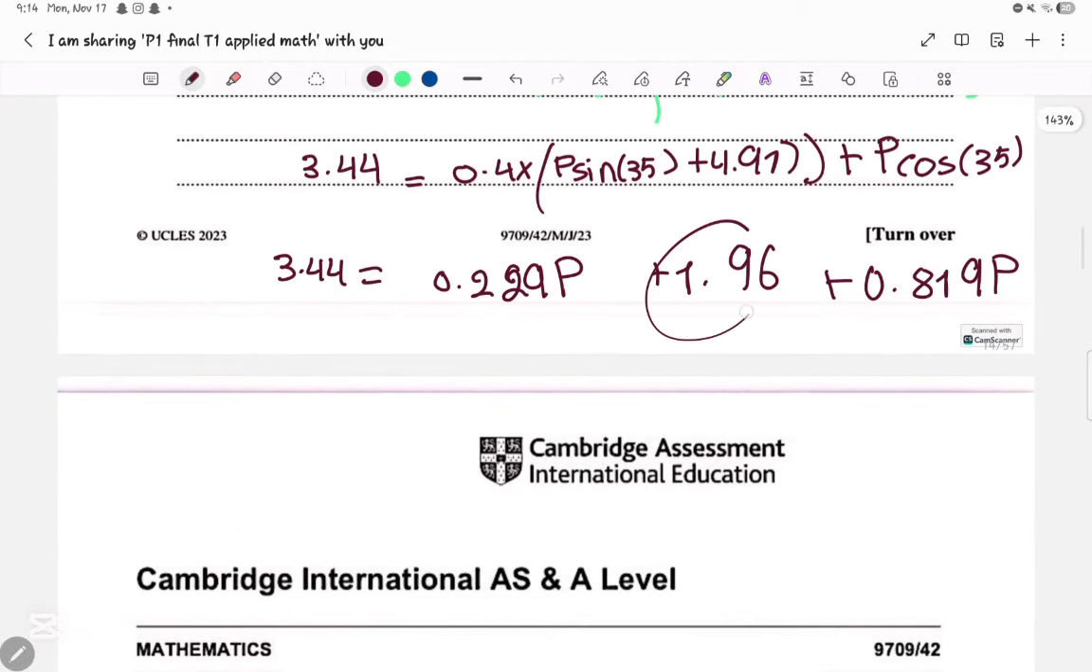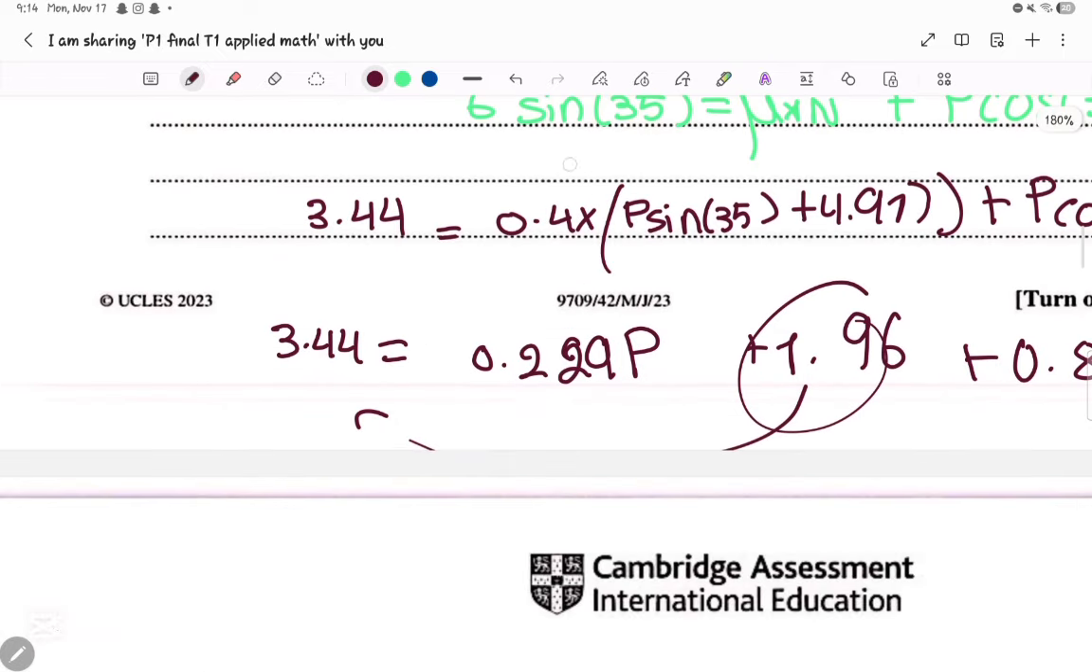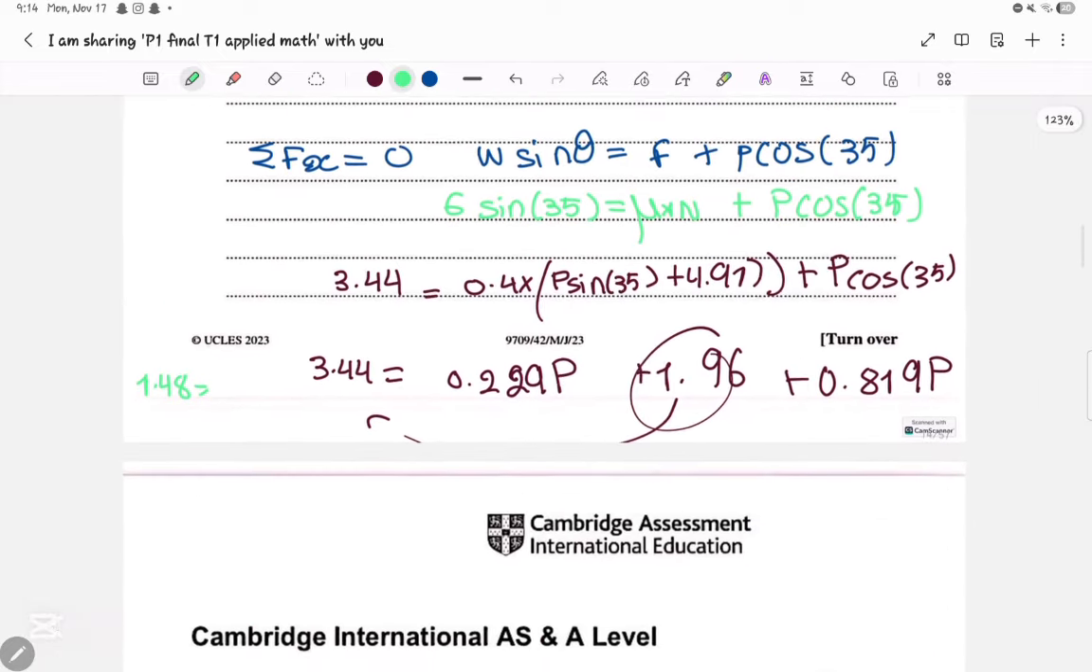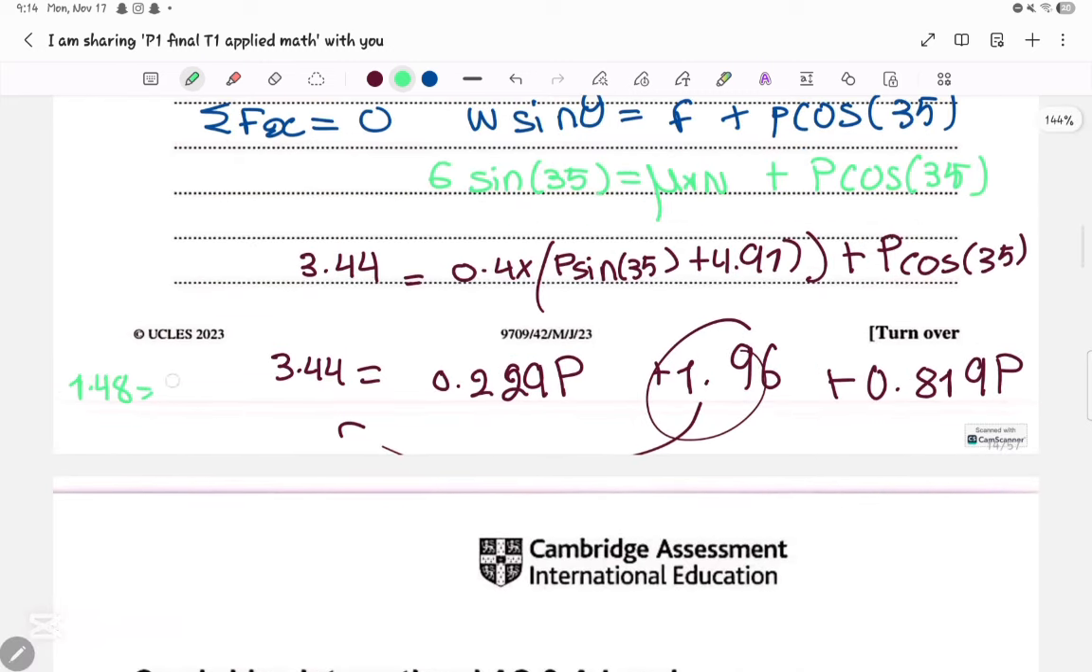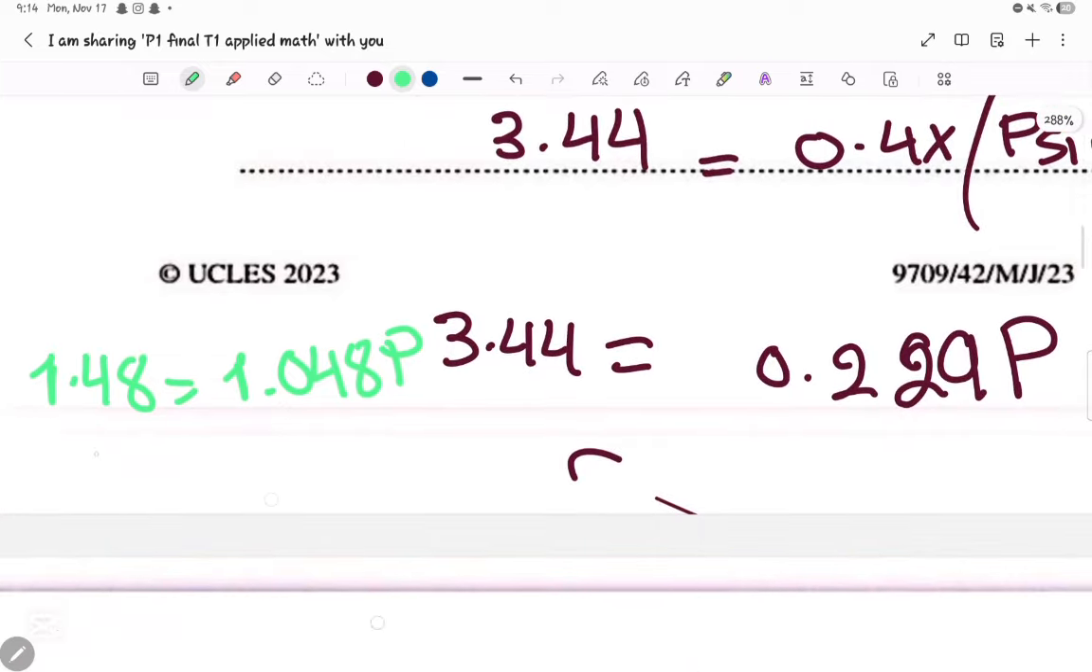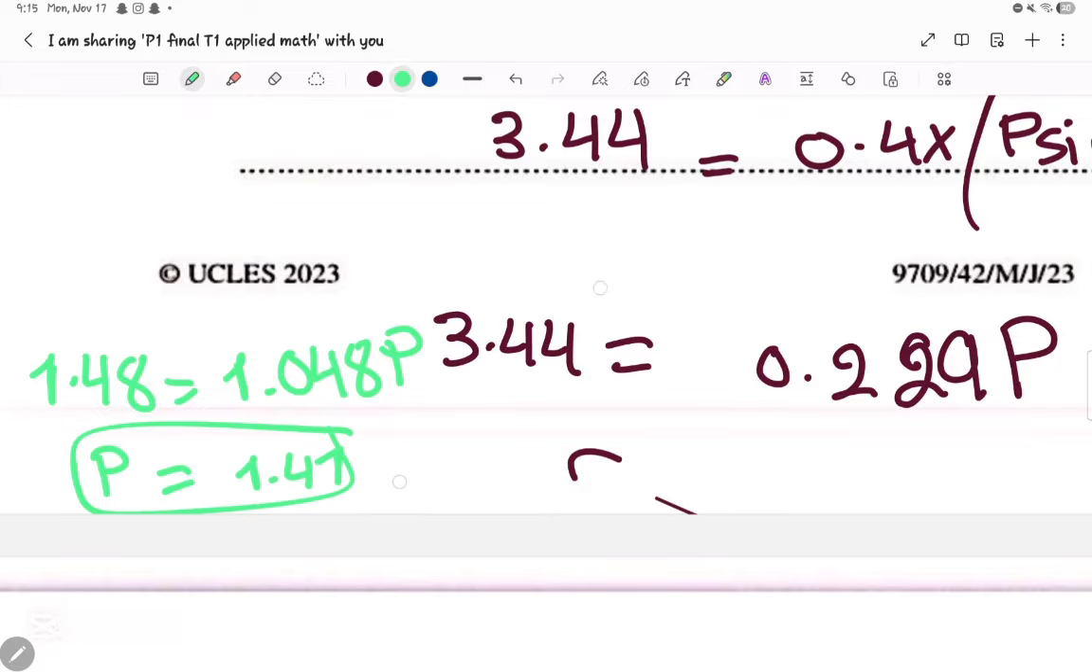So I'll move this to the other side. What will I get? I would get 3.44 minus 1.96, which is 1.48. 1.48 is equal to what? It's equal to 0.229 in addition to 0.819. And I would get this to be 1.048 P. So now P would be equal to what? P would be equal to 1.48 over 1.048. And that would be my answer, which is 1.41. That's it for this question.